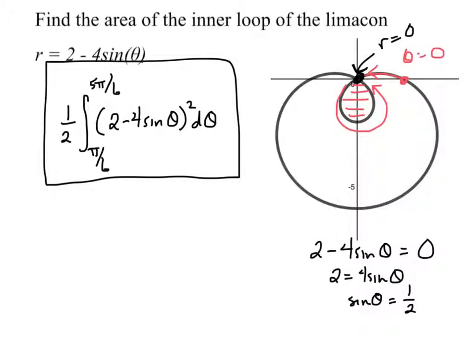A more interesting problem might be finding the area of the outer part. How you would do that is maybe integrate half of it or something. Maybe integrate from 5 pi over 6 down to this spot here, and then subtract out the inner loop. That might be kind of an interesting problem.